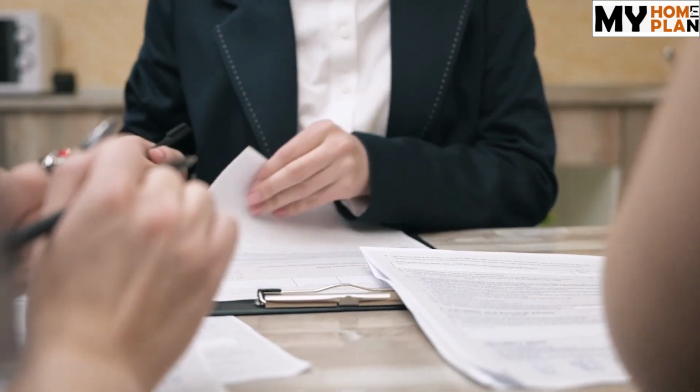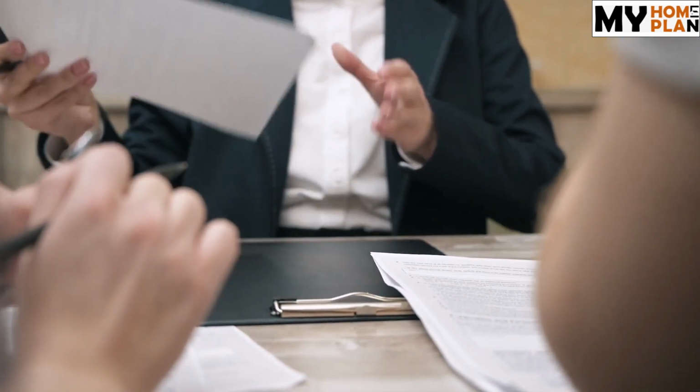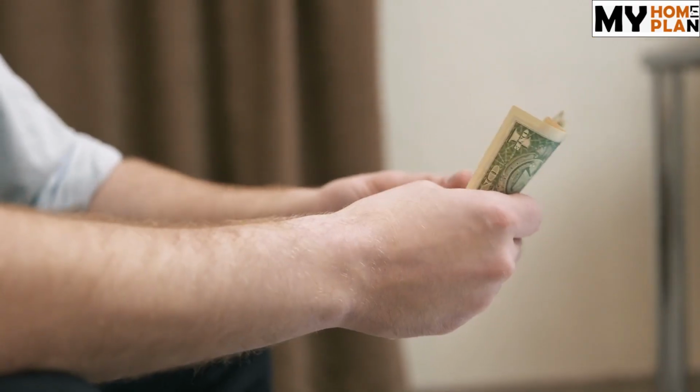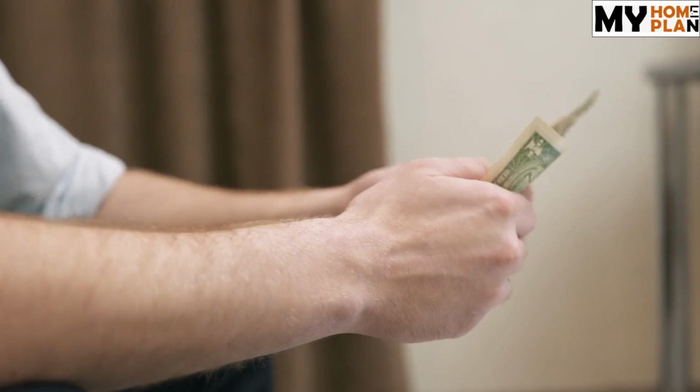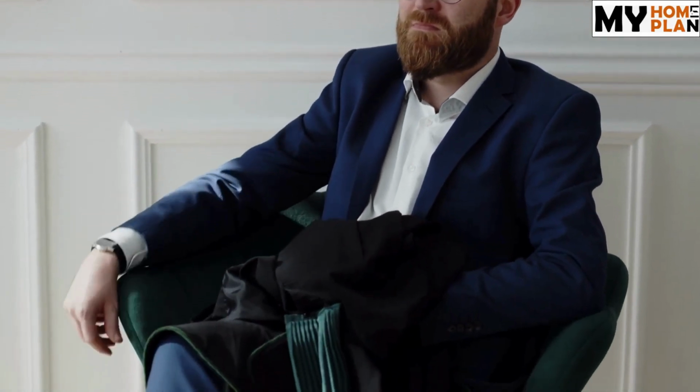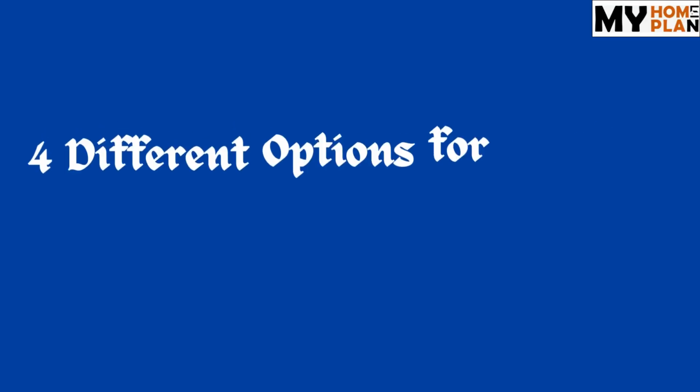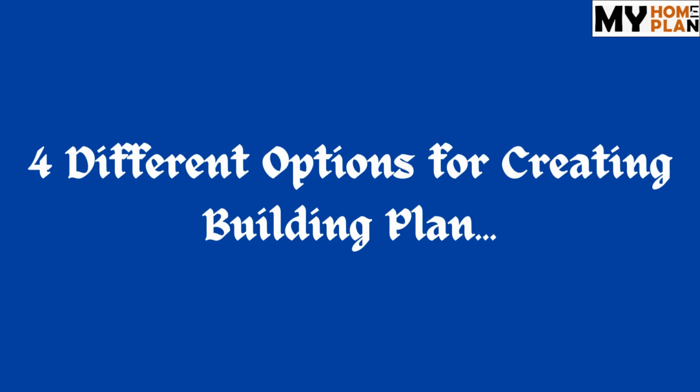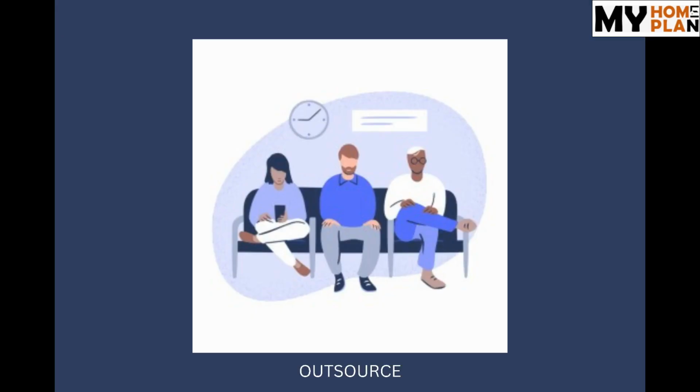You didn't like the way the architect planned for you? Your ideas are not being considered for planning. You are being asked for lots of hidden charges. Your architect asks you to come out to his or her office frequently and makes you wait for a long time. There are 4 different options to create building plans.